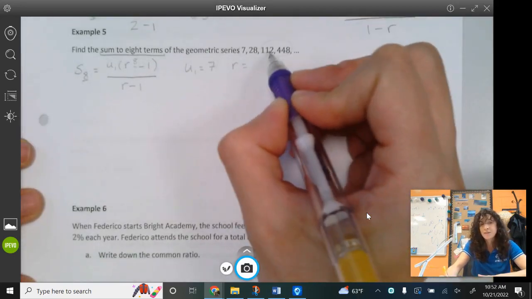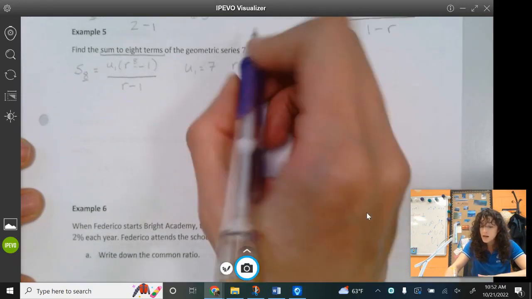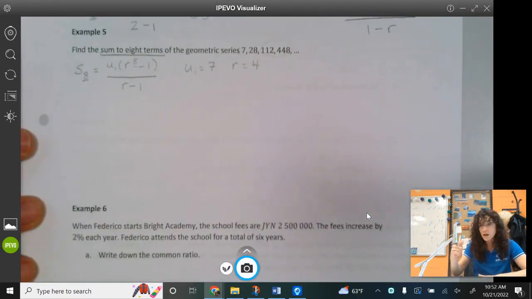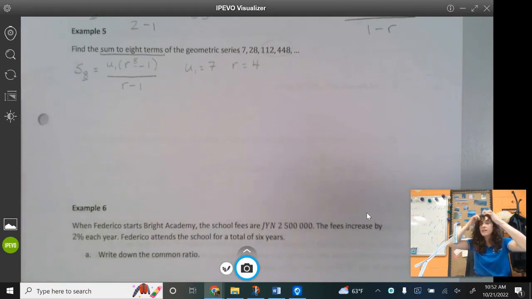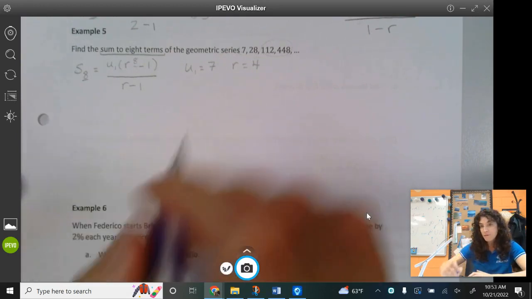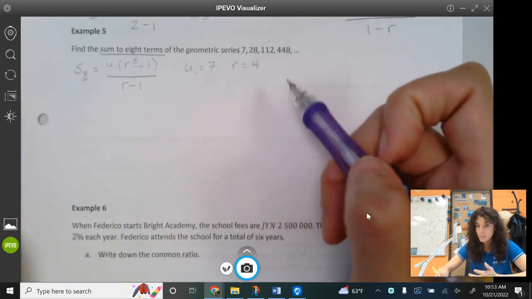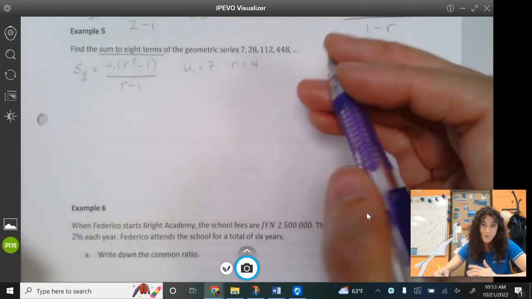Always take the second term divided by the first term, but we can see if we did 28 divided by 7 that is 4, but you could just use your calculator. Always stop and assess. If you got 1 over 4, if you got 0.25, then you did the wrong thing, right? You just need to flip that fraction around because we know intuitively, we know this should be getting bigger. So it should be a number that's bigger than 1.